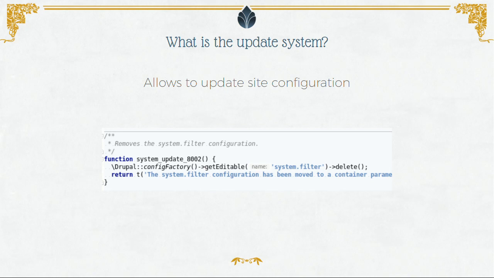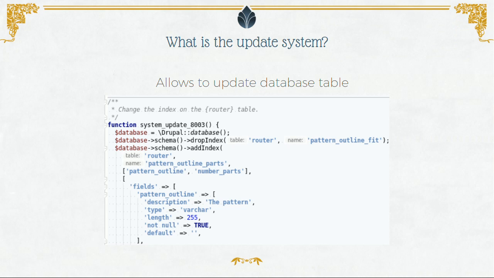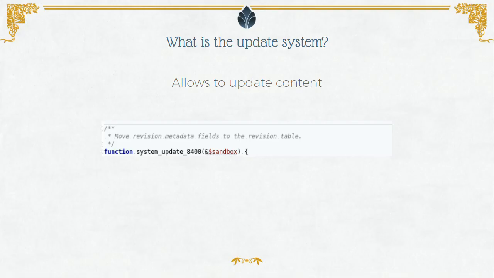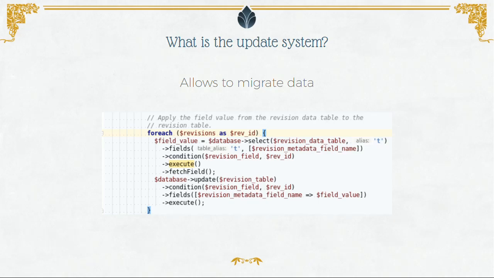We need an update system because we want to make changes to our configuration on the website. We want to change the site name. In this particular example, we are removing the system filter settings from the configuration factory. Then we want to make changes to the database tables. In this example, we are adding or dropping an index on a particular table. Or maybe we want to update the content, so we can do that in a post update hook. In this example, we are copying the values from one table to another. And these are the changes.